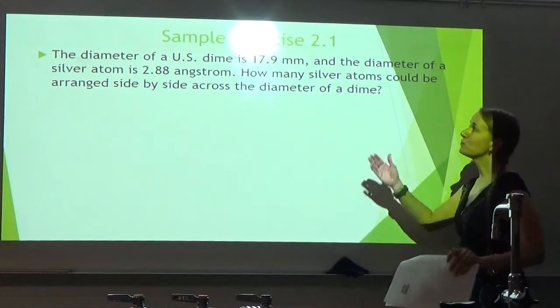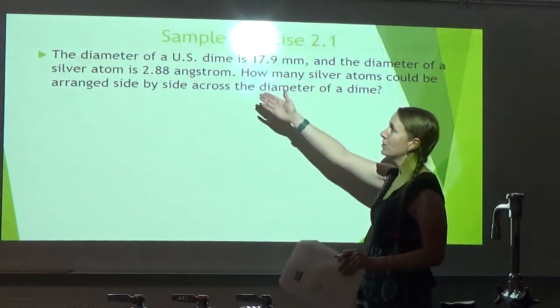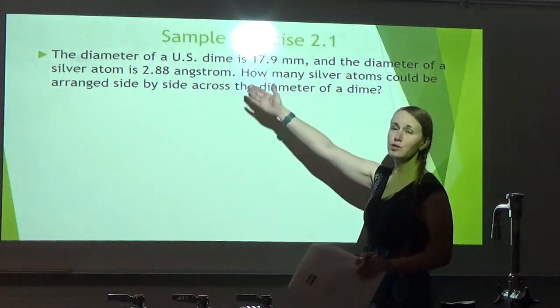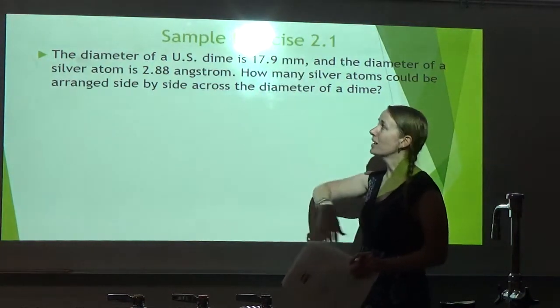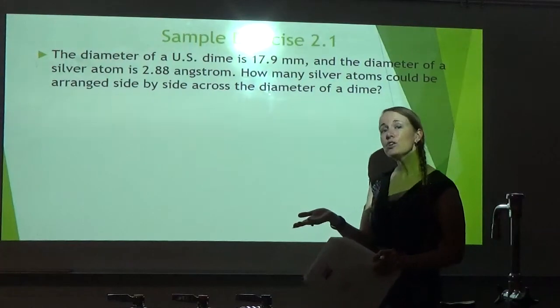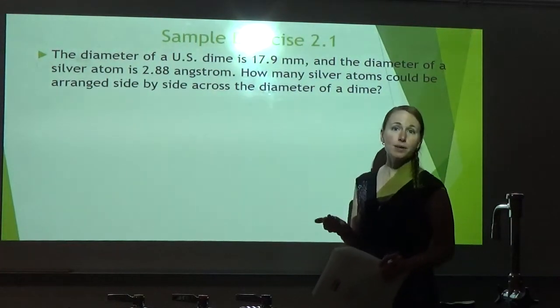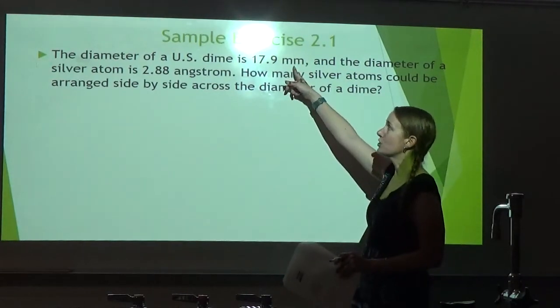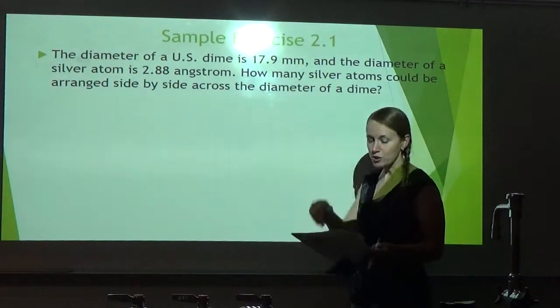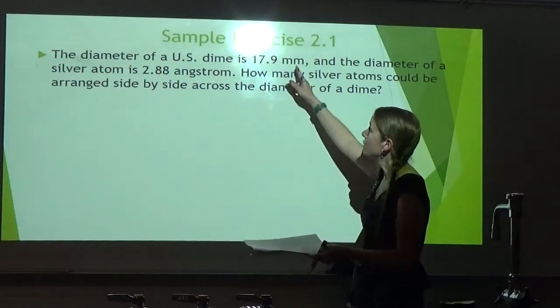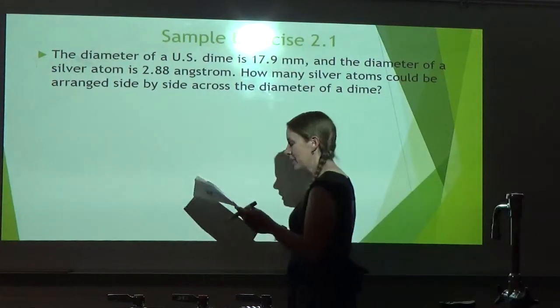Okay, so the problem is we know the diameter of a dime, we know the diameter of a silver atom, but they're two different units. We have millimeters and we have angstroms. So we just need to get the units equal. So y'all keep in mind, whenever I show you a math problem, there's more than one right way you can do it. I can change millimeters to angstroms, or I could change angstroms to millimeters. I chose to change angstroms to millimeters, but it doesn't matter what you do.